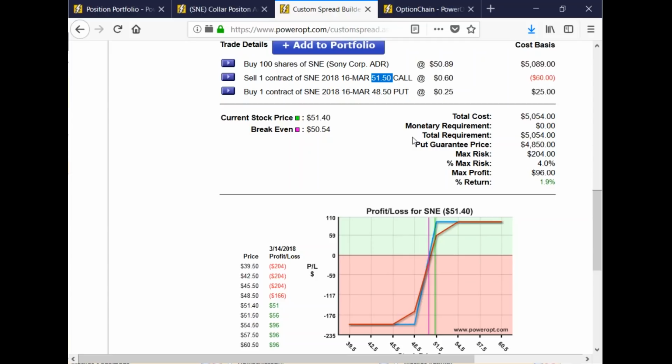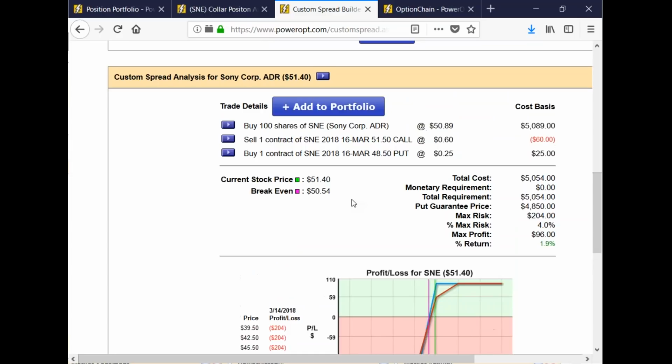But it rarely happens that way because both options are losing time. Right? The one you're rolling down to and the one you initially sold, they're both losing time value, and you're giving up the $1 in between.